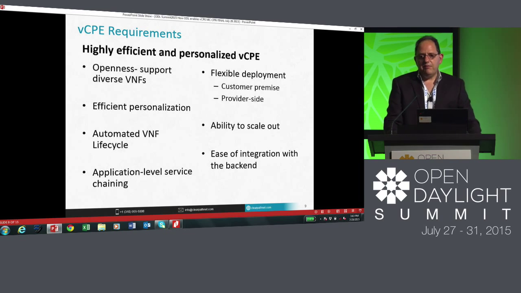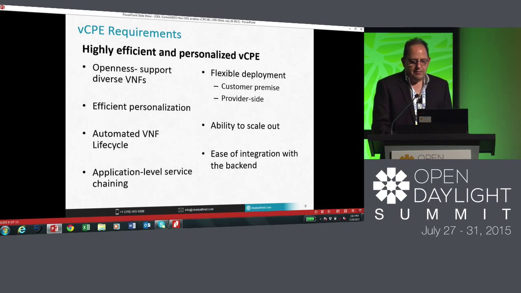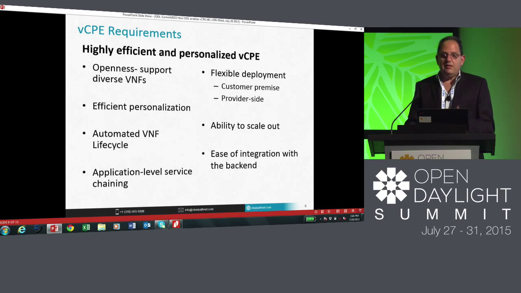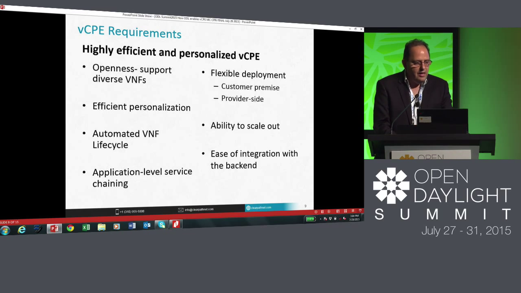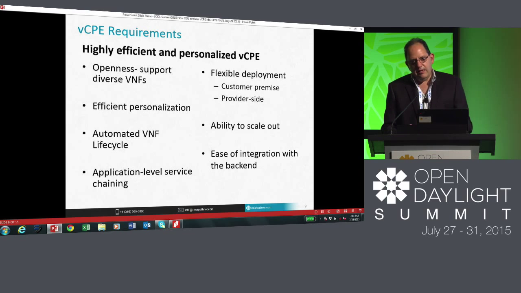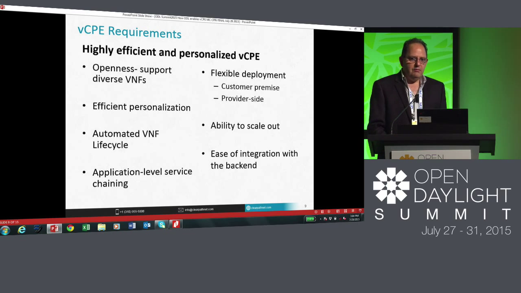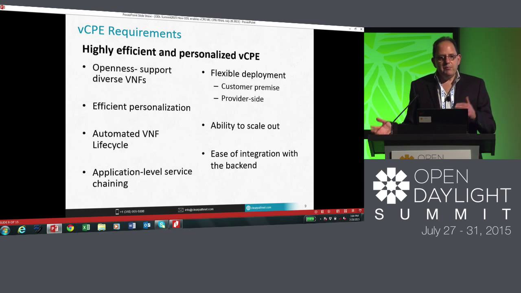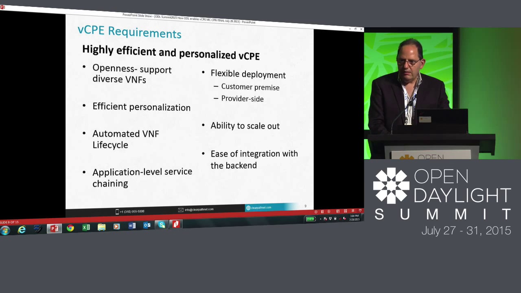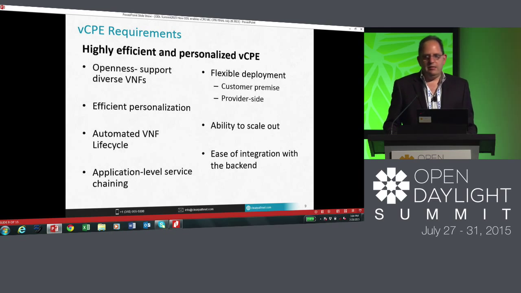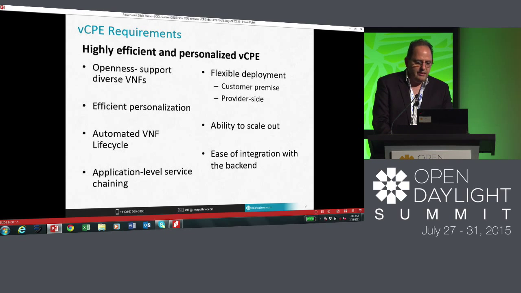And then being able to provide flexible deployment. Clearly, we need to provide most of the virtualized network functions at the provider side, whether it's a CO, whether it's at the CMTS. And then we want to provide some at the customer side as well. Things like security typically come to mind, or monitoring.